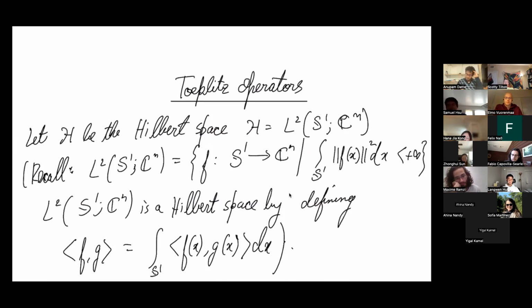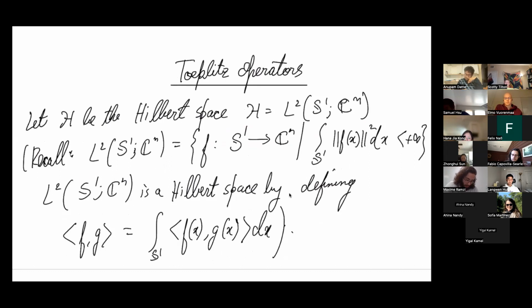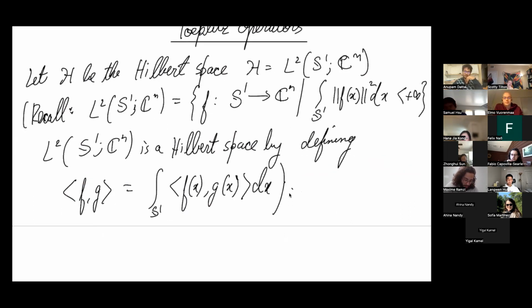We take the Hilbert space H to mean the space of L2 functions from S1 to C^n. And recall that this L2 space, as a set, consists of all those functions from S1 to C^n such that the integral of the square of the norms is finite. And you can give it an inner product by simply integrating the inner product for every x over S1. This turns it into a Hilbert space.